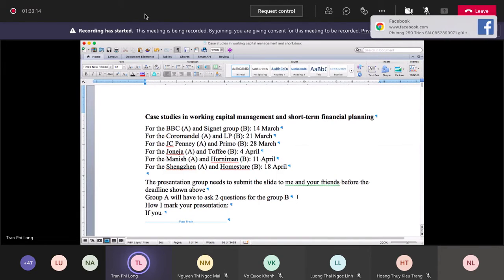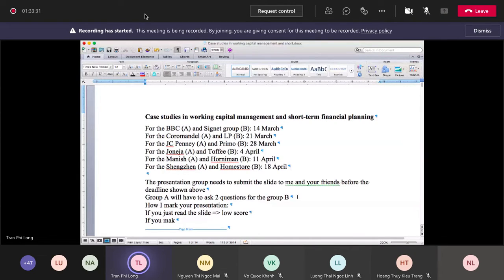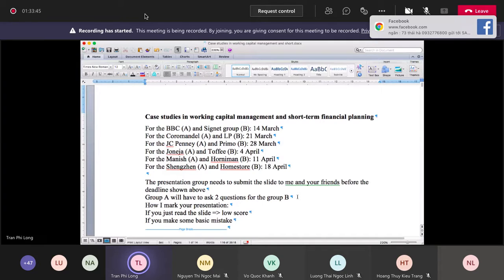If you just read the slide, for example, you write a lot of things in the slide and just read it, you will have a low score. If you make some very basic mistake, for example, when you calculate the days payable outstanding, or the DSO, the days sales outstanding, you also have a low score.